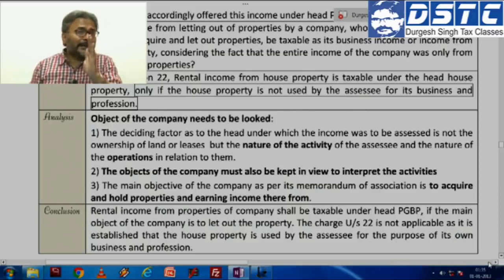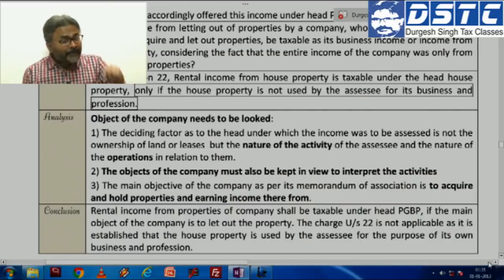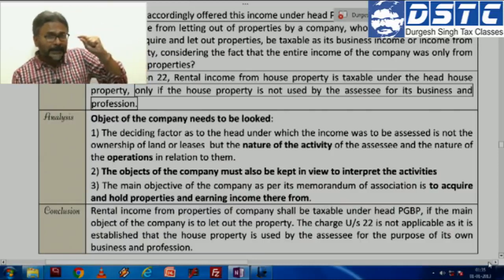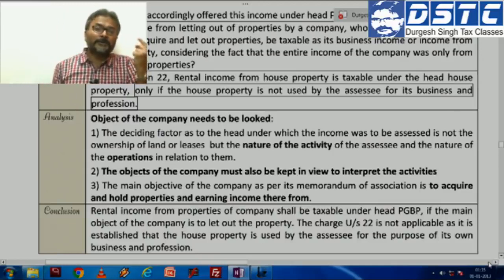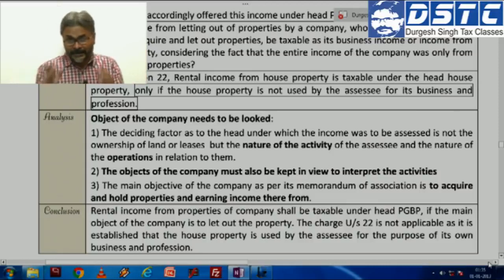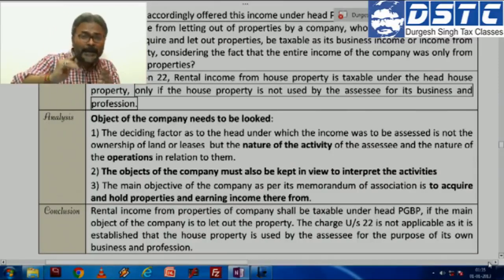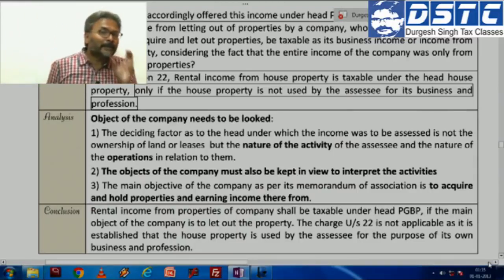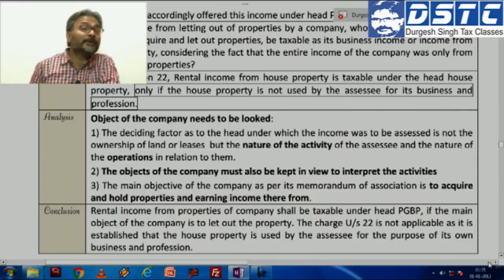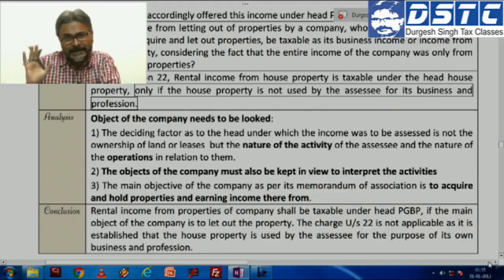Secondly, the fact that the company is developing and letting out the house property, can we therefore say that the company is using that house property for the purpose of its own business and profession? Can we say that? In this case, the company is developing the house property for the purpose of letting out. Therefore, can we say that the company is using that house property for the purpose of business and profession? And the answer is yes. So therefore, students, this is also primarily an important aspect which the court has looked upon.